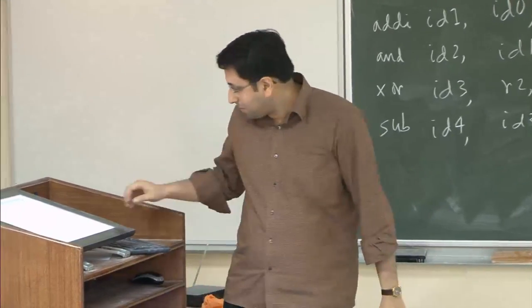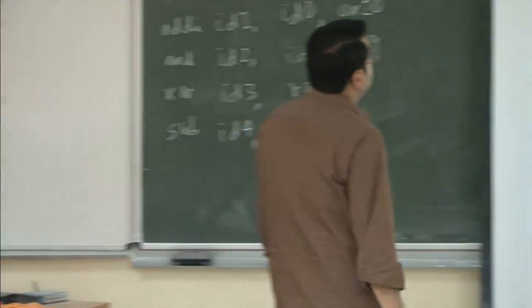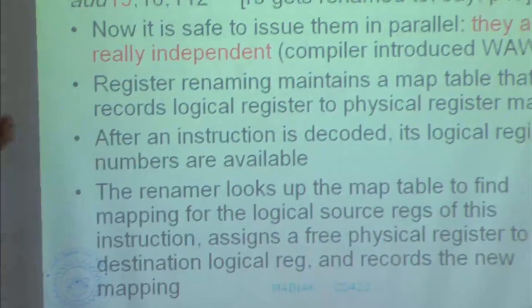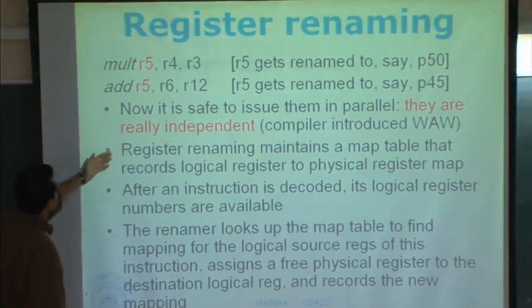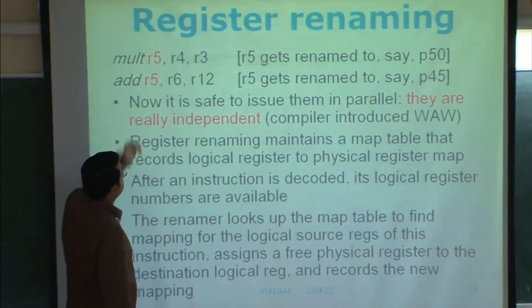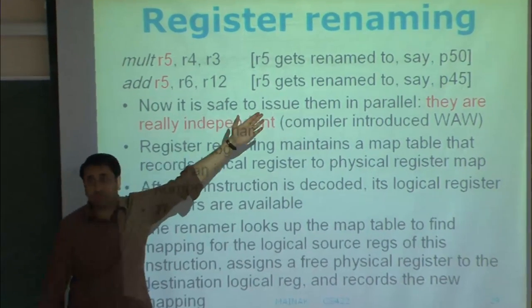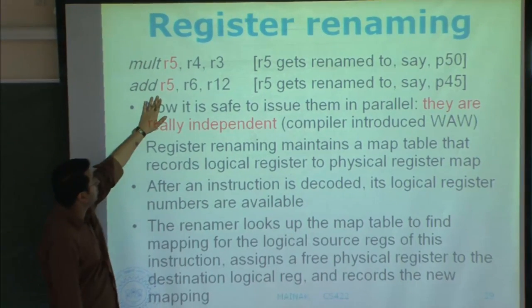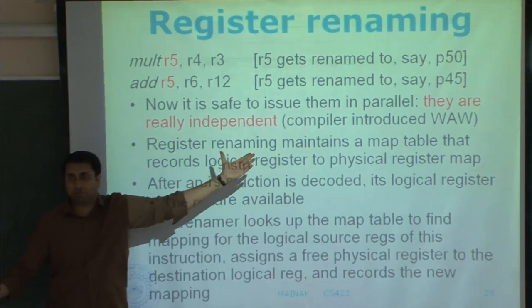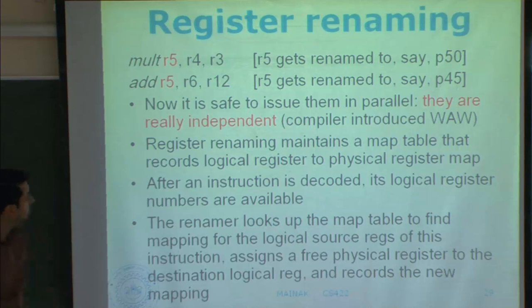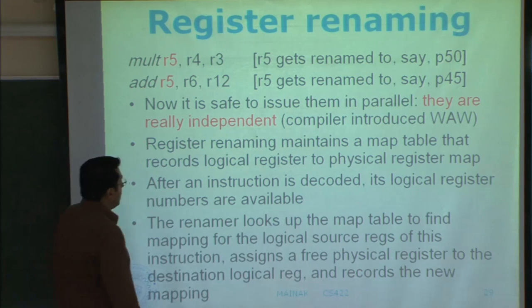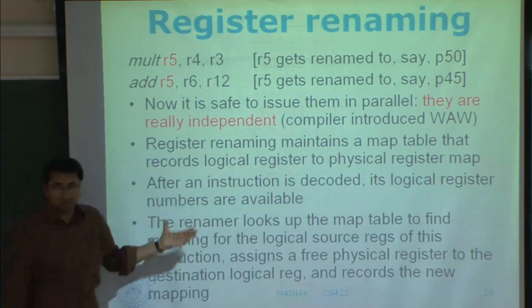Here is another example of how renaming solves the problem of write after write hazard. Here are two instructions that write to the same register R5. In this instruction, R5 will get renamed to some register, say P50. And here it will get renamed to some other register, let's say P45, whatever is free. So now they can actually execute concurrently. They will write to two different registers, so it is safe to issue them in parallel because they are actually independent.